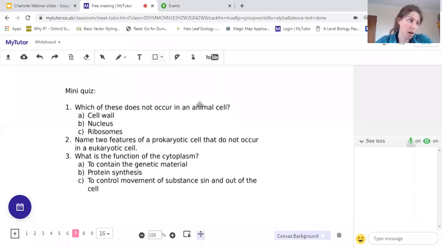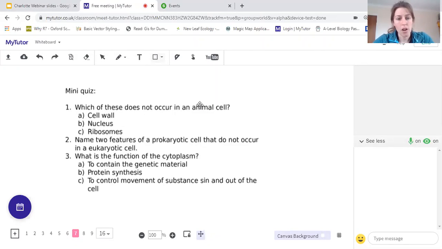Vacuoles are in plant cells rather than prokaryotic cells. Good, no, mitochondria as well. That's a good one. Good, and the difference in DNA, it's not exactly, they don't have a nucleus there.